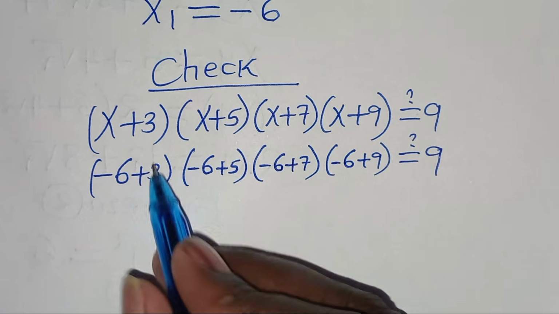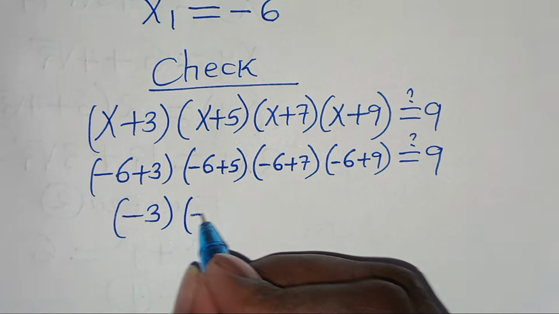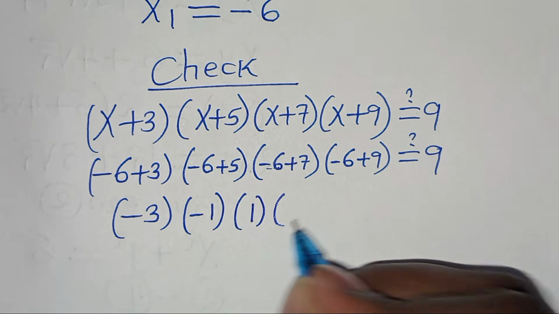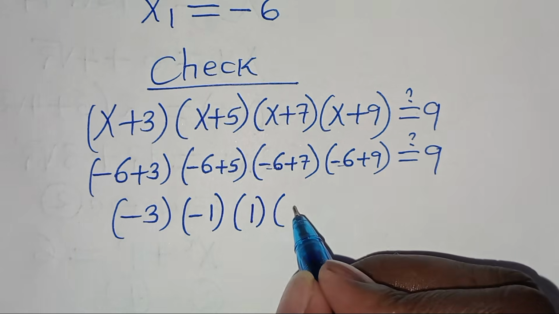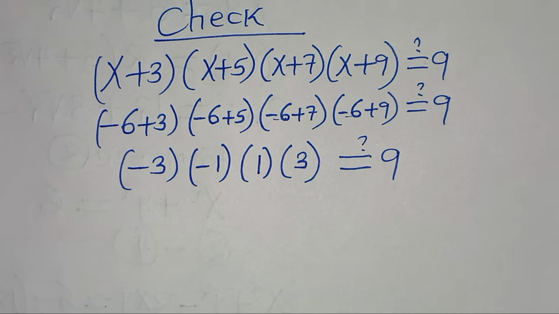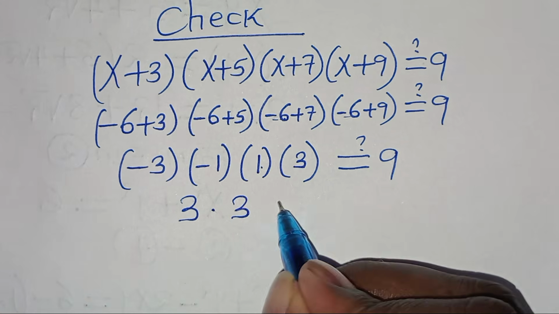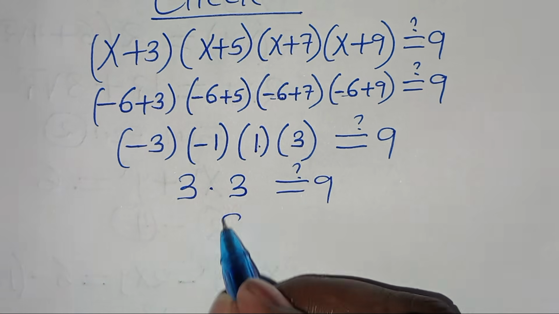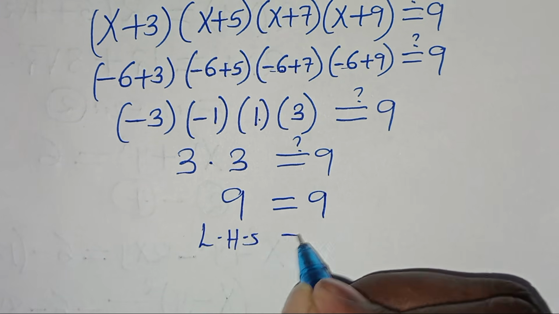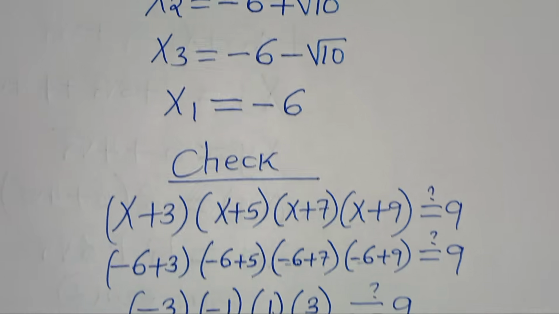So this is minus 6 plus 3. This becomes minus 3 multiplied by minus 6 plus 5. This is minus 1. Then multiplied by minus 6 plus 7. This is 1. Then multiplied by minus 6 plus 9. And this is equal to 3. This should give us a value of 9. So this is minus 3 times minus 1. This is 3 times 1 times 3. This is 3. And this should give us a value of 9. 3 times 3, this is 9, which is equal to 9. So the left hand side is equal to the right hand side. And this affirms that x equal to minus 6 satisfies the equation.